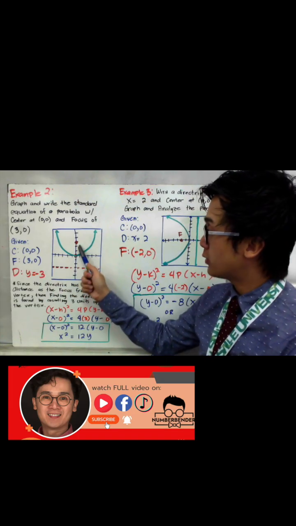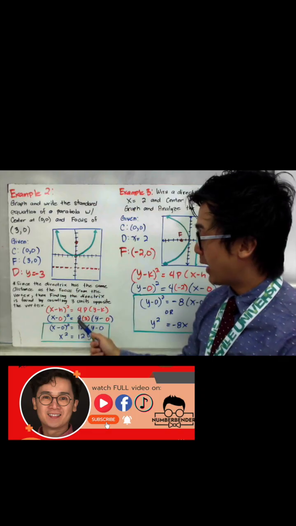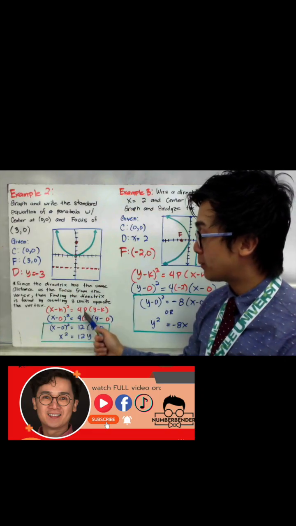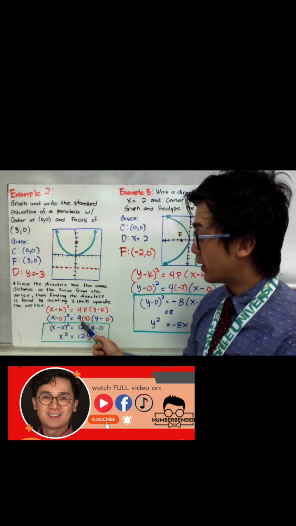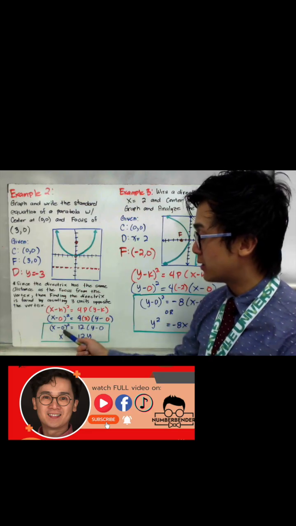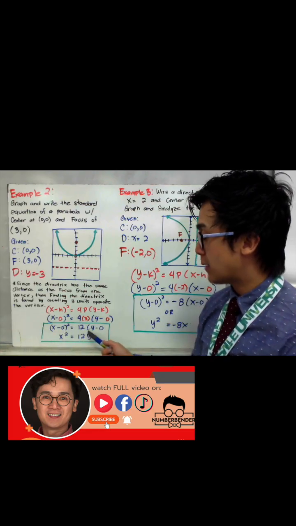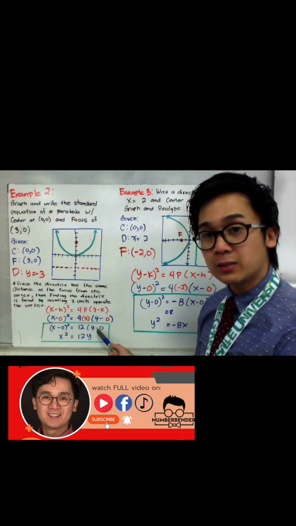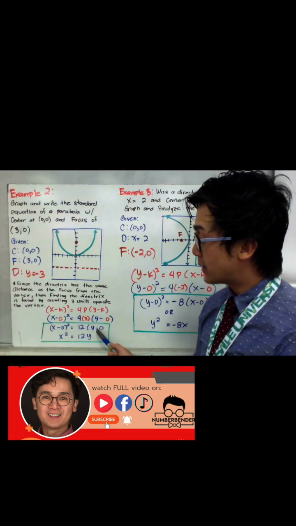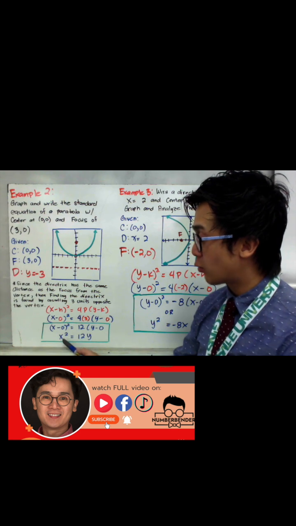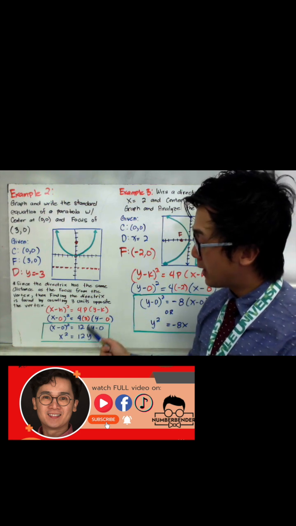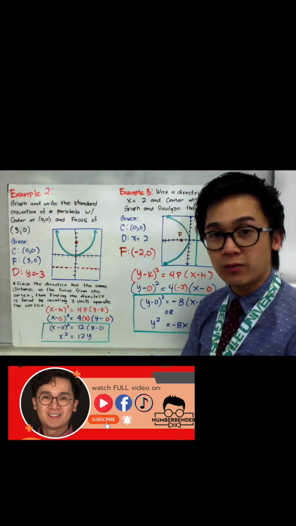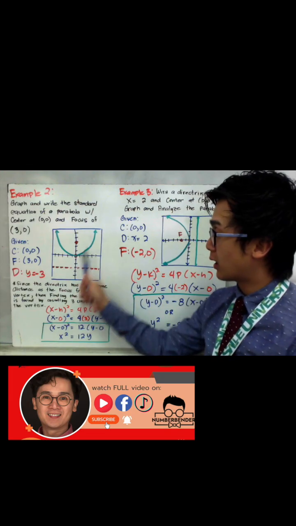So you have 1, 2, 3 units for your p, and you just have to replace p by 3 so that you can simplify the equation of your parabola. So by substitution, you'll have (x minus 0) squared equal to 12 times (y minus 0), which is the standard equation of a parabola. Now by simplifying your standard equation, you can also change it into x squared equal to 12y. So these two can be a representation of the equation of a parabola that is opening upwards.